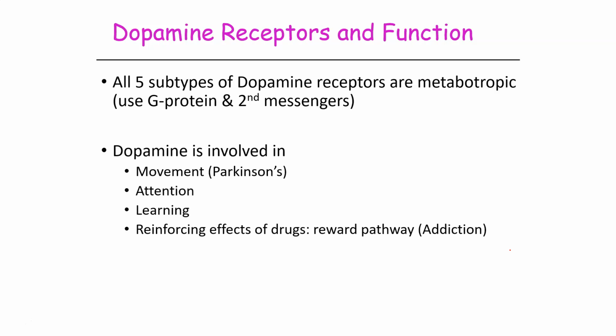Dopamine is known to be involved in a variety of different functions depending on where in the brain it is and what receptors are being utilized. It's known to be involved in movement, and Parkinson's disease is caused by dopamine dysfunction. It's involved in attention, learning, as well as the reinforcing effects of drugs in the reward pathway, which we'll talk about in another lecture.